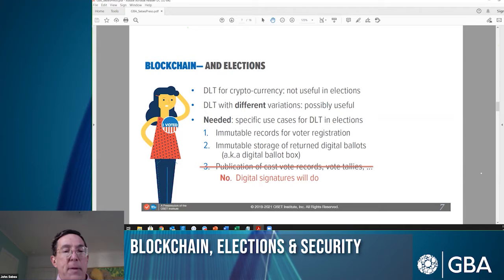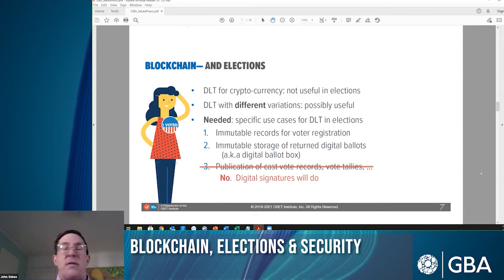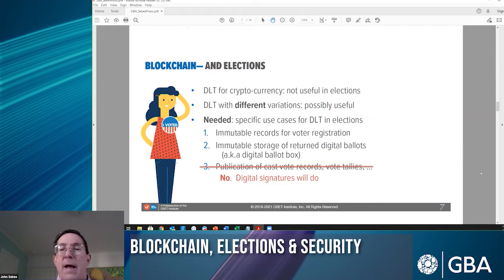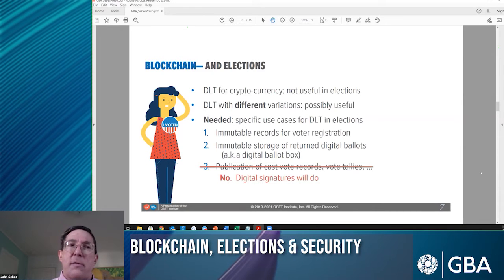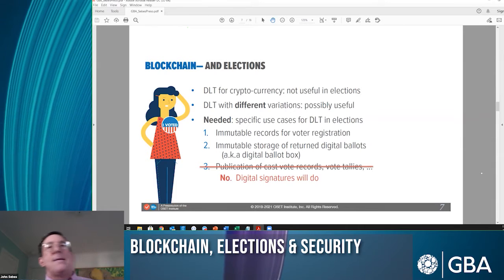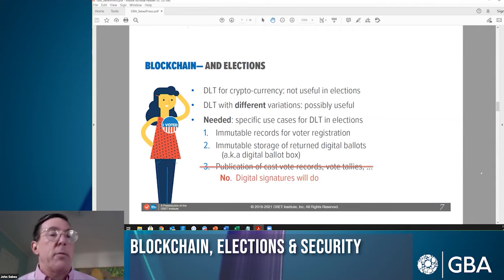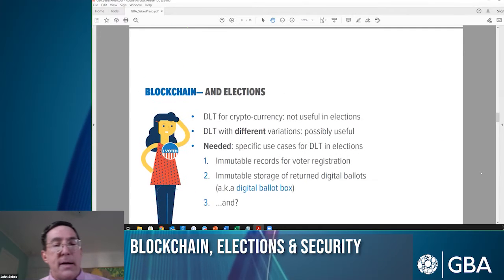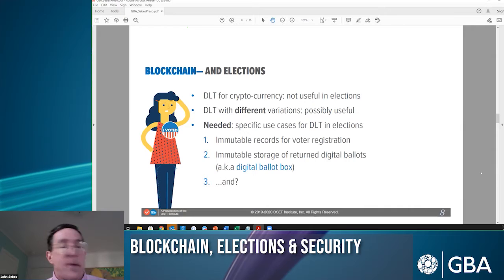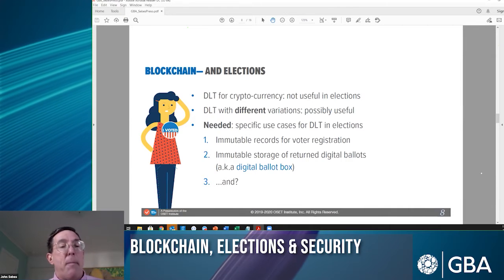Some people have talked about publishing cast vote records and vote tallies and election results and all that. That's not really a good third use case. Digital signatures will probably do that. That's not a situation where there's multiple writers. That's one entity, a county elections office, publishing some numbers. So if you'll advance the slide again, Gerard. So I don't know what number 3 is. There might be others, but here's 2 that we can talk about if you'd advance the slide once more.